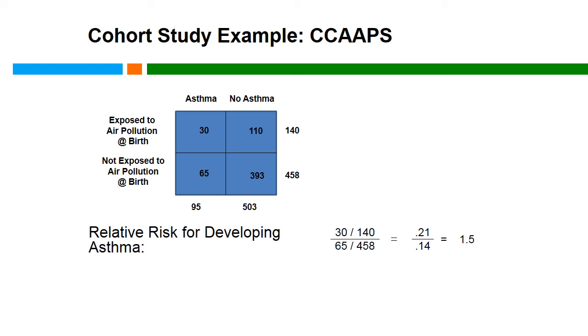And so the relative risk for developing asthma at age 7, the ratio of the two, 0.21 over 0.14, and that's 1.5. So a 50% increased risk in developing asthma among those children who were exposed to air pollution at birth.